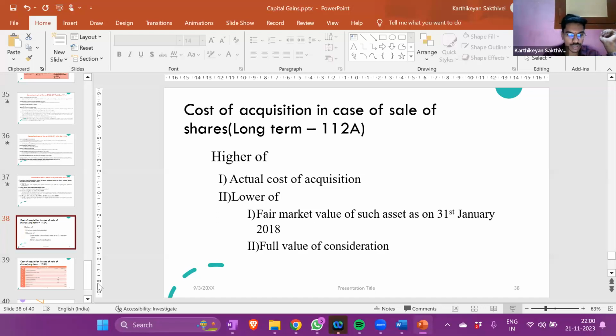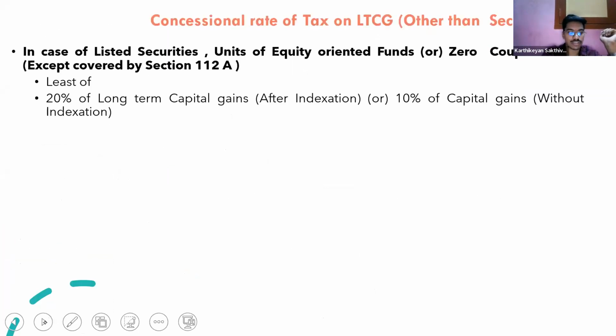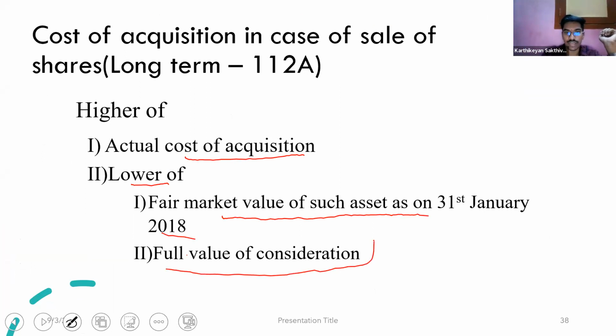Now we have to compute how the cost of acquisition should be computed in case of sale of shares which are long-term and chargeable to tax as per 112A. So the computation under 112A is like this: first compute the lower of the fair market value as on 31st Jan 2018 and the full value of consideration, whichever is lower. That amount or the actual cost of acquisition, whichever is higher, of number 1 and number 2, is to be taken as the cost of acquisition.